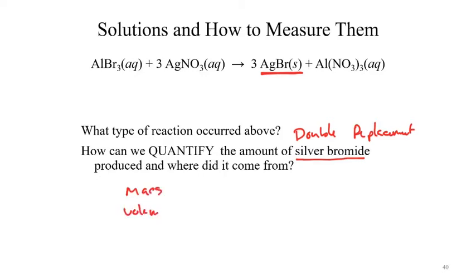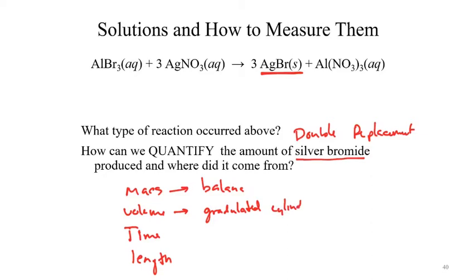mass, volume, time, and length, right? Those were our core measurement systems. If we had mass, we could then do a balance. If we had volume, we could do a graduated cylinder, which is way too many letters, but oh my goodness. And of course, too many letters means I'll spell it wrong. Time, we could use a clock, and length, we could use a ruler.